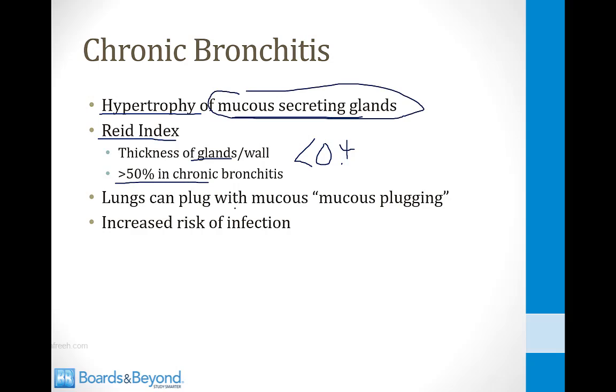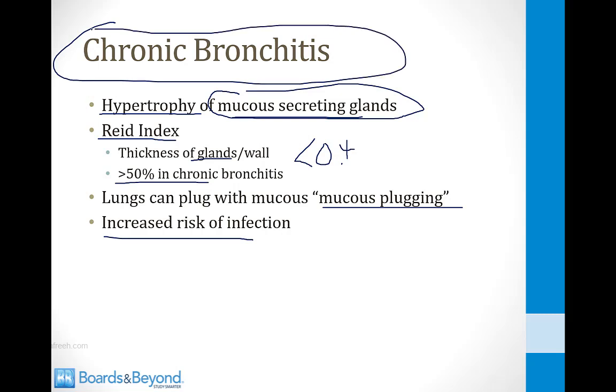In addition, because of hypertrophy of mucus glands, the lungs can plug up with mucus. This is called mucus plugging, and this can cut off ventilation to portions of the lung. Also, the excessive amounts of mucus often impair mucociliary clearance in the lungs, and that raises the risk of infection. Infection is a common problem in patients who have chronic bronchitis.